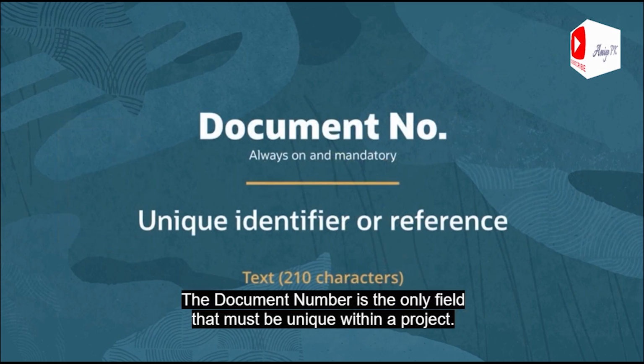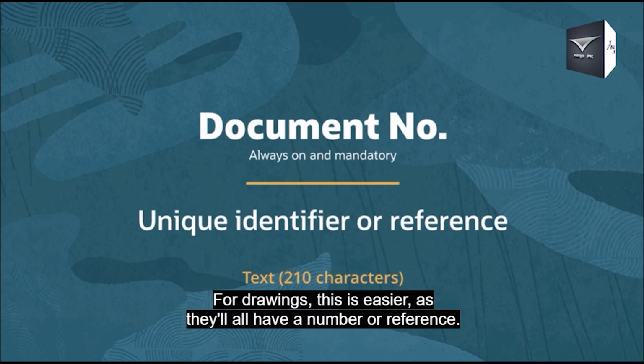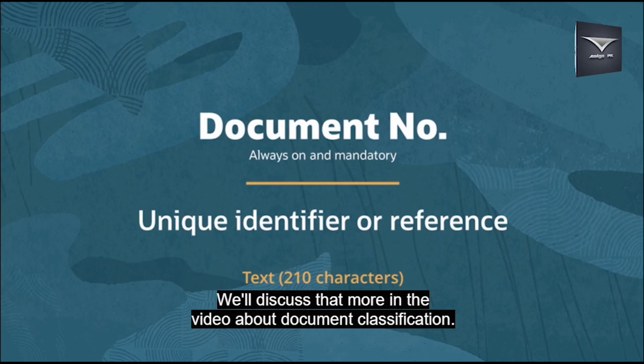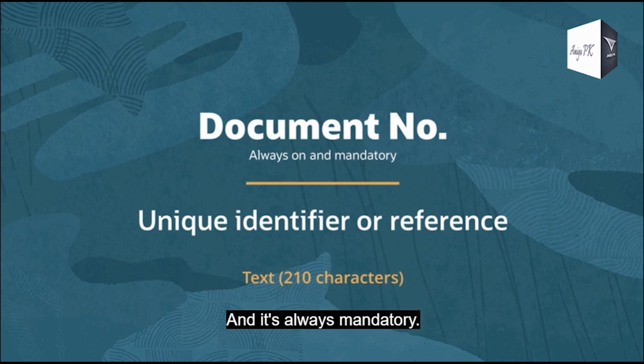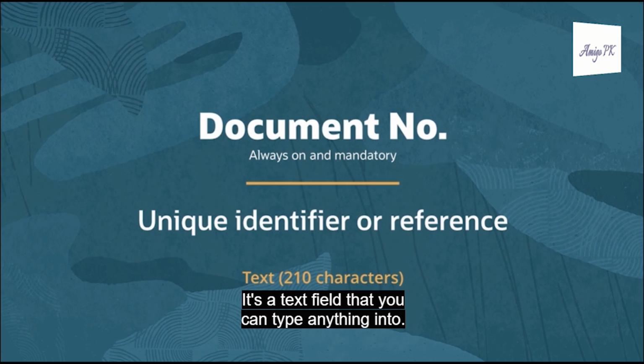The document number is the only field that must be unique within a project. And this ensures that each document has its own unique reference or identifier. For drawings, this is easier as they'll all have a number or reference. But for other documents, this can be a bit trickier. We'll discuss that more in the video about document classification. This field is always on, meaning that it can't be switched off, and it's always mandatory, and that means you cannot leave the field empty. It's a text field that you can type anything into.